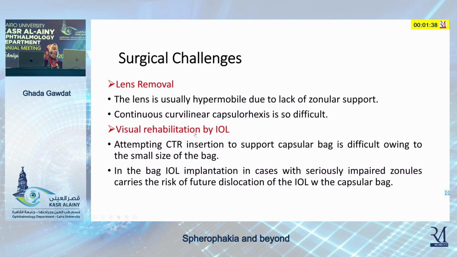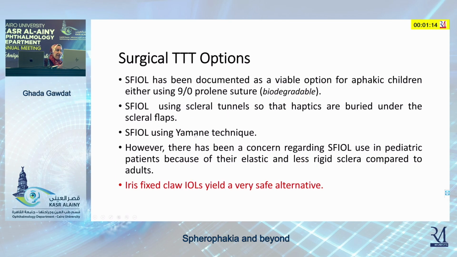It is unlikely that we can do a continuous curvilinear capsulorhexis. And visual rehabilitation by intraocular lens poses another challenge, because if we put CTRs, it is very hard to put a CTR in the capsular bag because it's such a small bag. This is the first thing. If we put an intraocular lens inside the bag in a case with progressive zonular disease, it might fall in the posterior cavity later on.